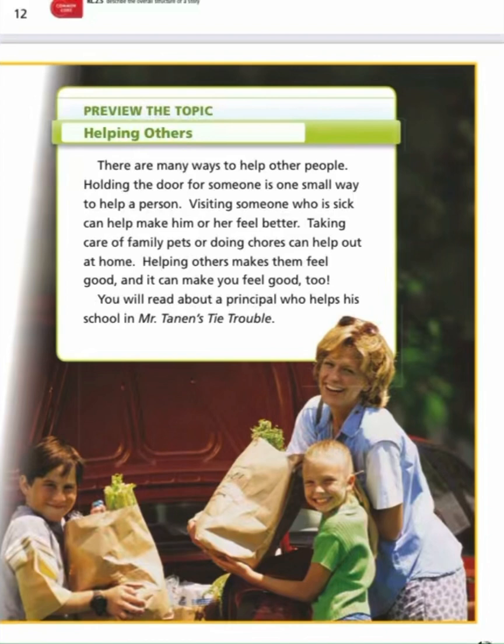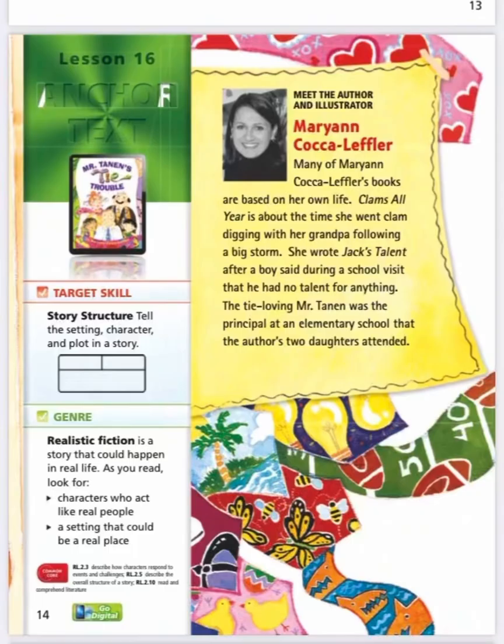You will read about a principal who helps his school and Mr. Tennant's tie trouble. Story structure. Tell the setting, character, and plot in a story. Genre. Realistic fiction is a story that could happen in real life. As you read, look for characters who act like real people, a setting that could be a real place.